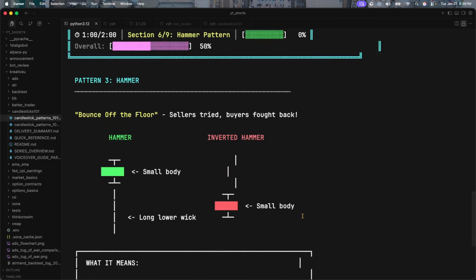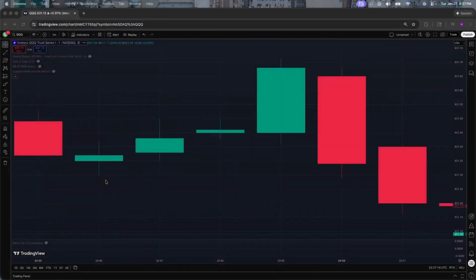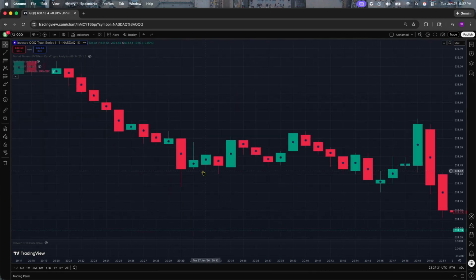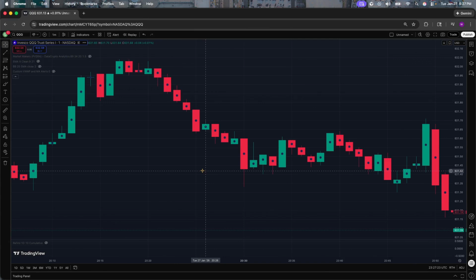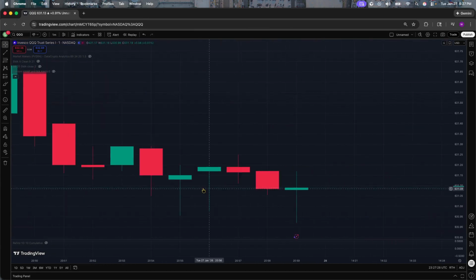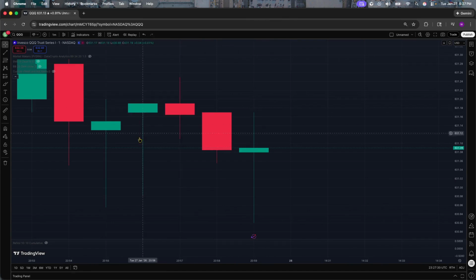Now we're going to go to hammers. Hammers are going to be the bounce off the floor. So the sellers tried and then the buyers fight back. We have a hammer when there's a small body and a long wick, right? So the small body on top and then the long wick. Let's go look at our chart to see if we can find a hammer real quick. Hold on, I want to find you a hammer. Oh, right here. There we go. We have a hammer. Small body, long wick, right?